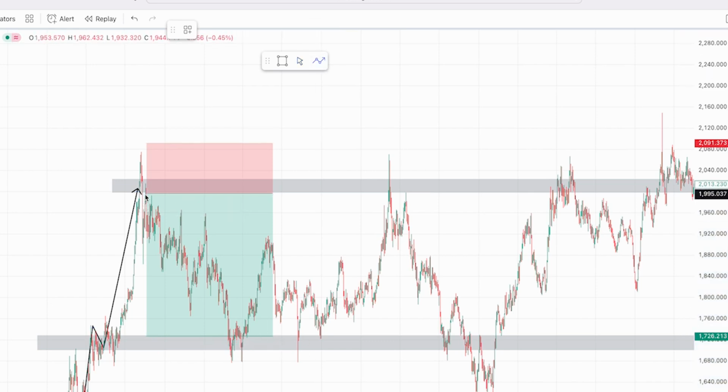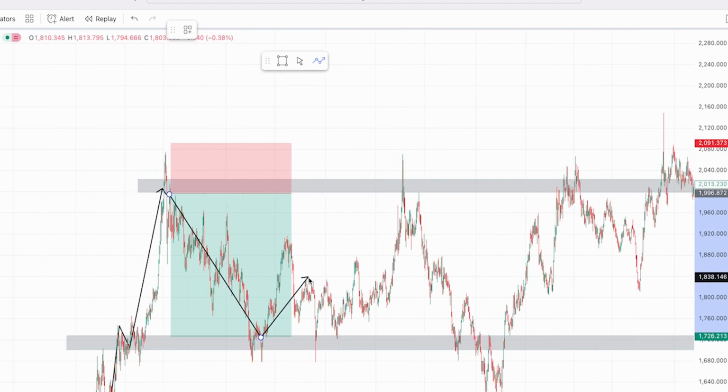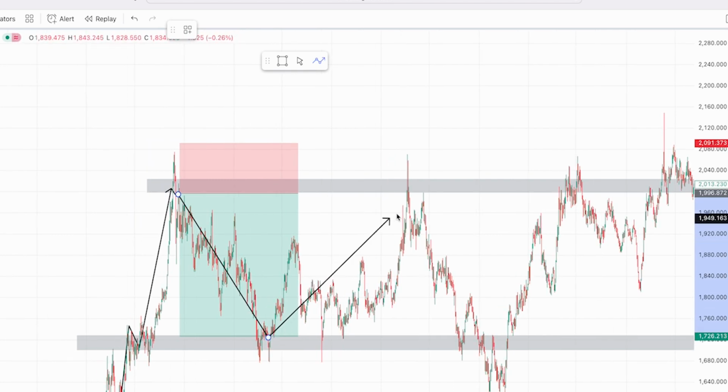Okay, so what happens after you threw that ball up to the roof and it went back to the floor? What happens next is it's got to come right back up, and that's exactly what happens. This is why it's very important to identify support and resistance, because it's always doing the same thing.